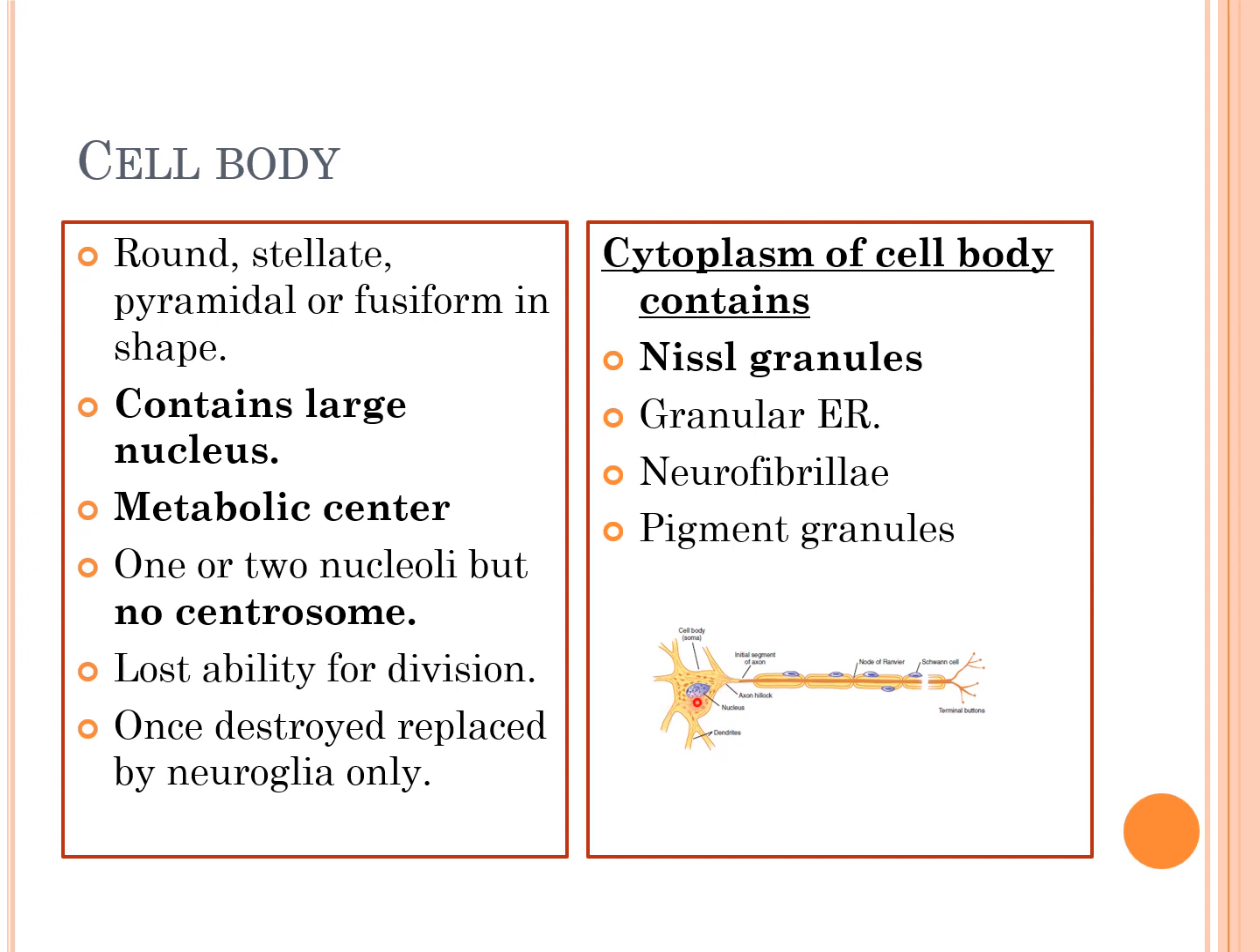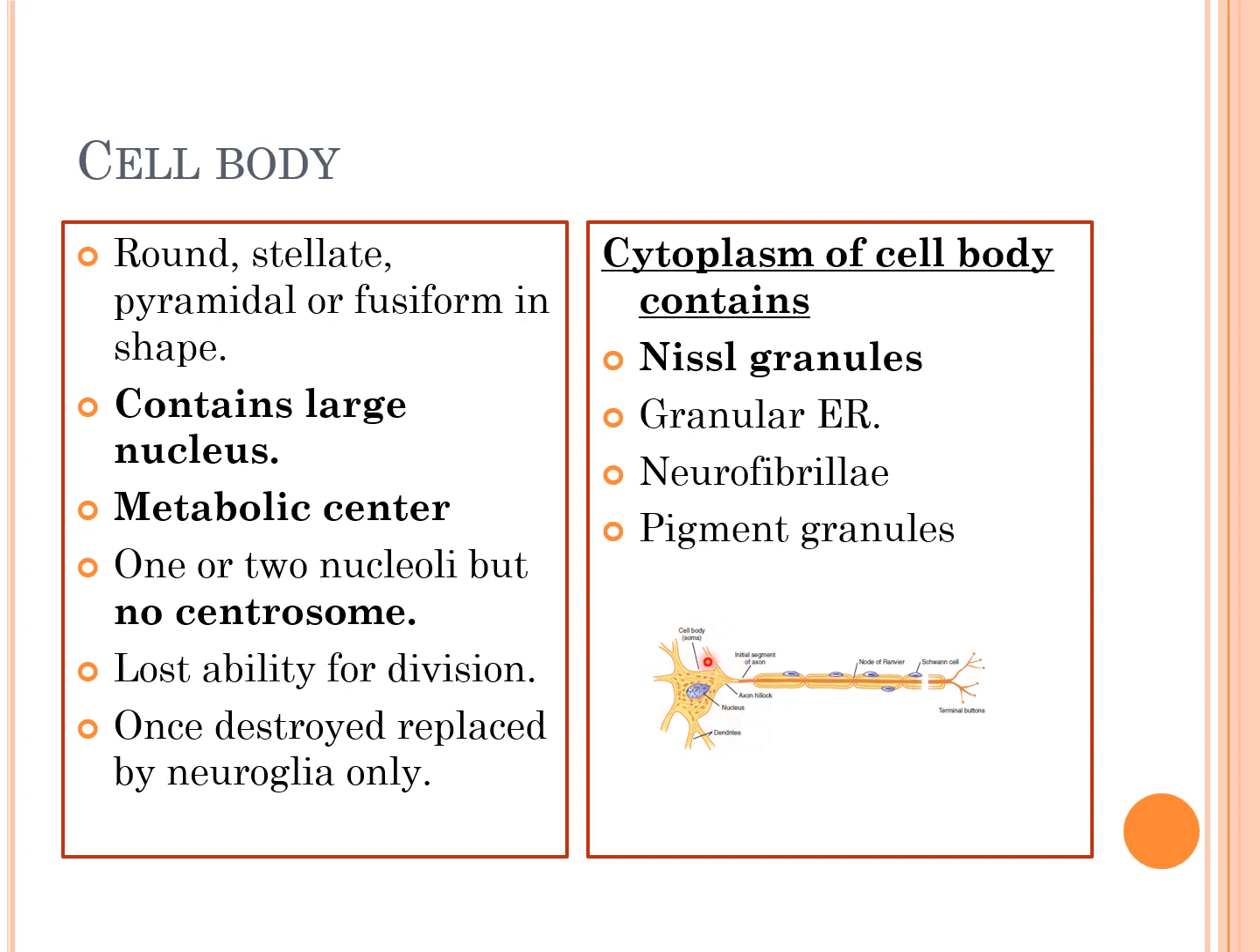The cell body contains all the cell organelles, like ribosomes and endoplasmic reticulum. It has mitochondria and all the other cell organelles, except that it doesn't have centrosomes. So they lost the ability of cell division. So these neurons, if they are destroyed, will be replaced by neuroglial cells only.